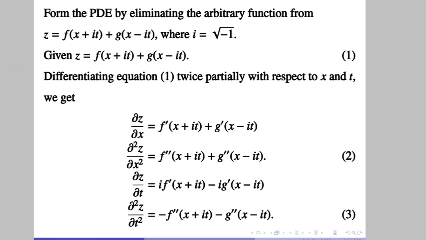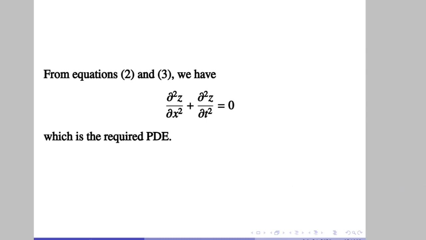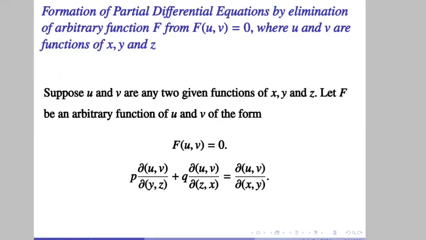Now we are looking at the second and third equations. If you take the minus outside, it is very similar to the right hand side of equation number 2. So from 2 and 3, we are getting dou square z by dou x square plus dou square z by dou t square is equal to 0, which is the required PDE.